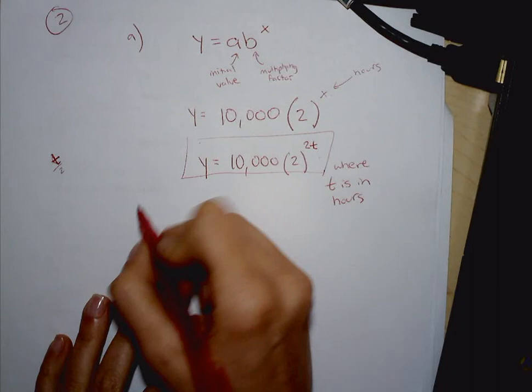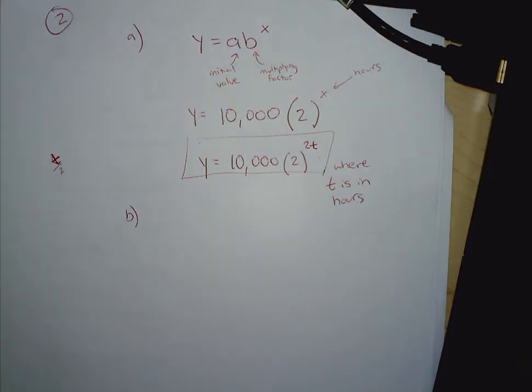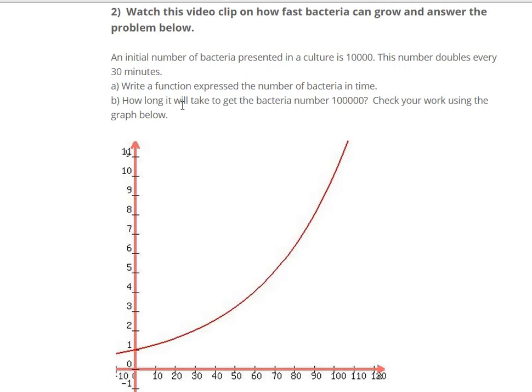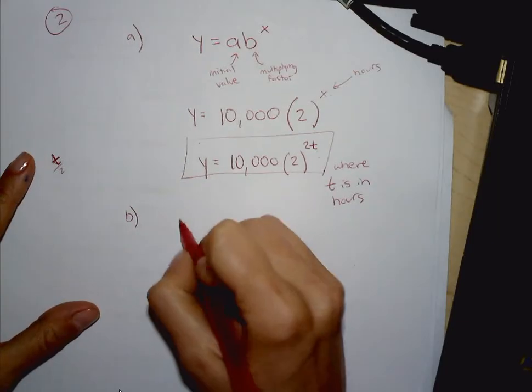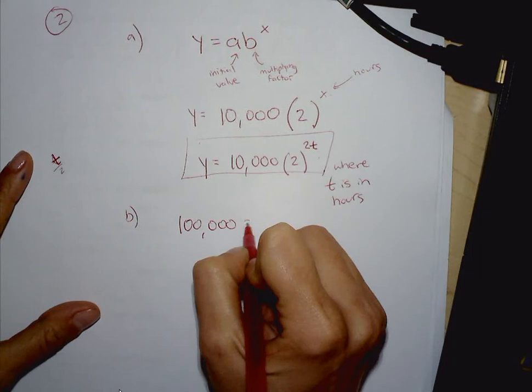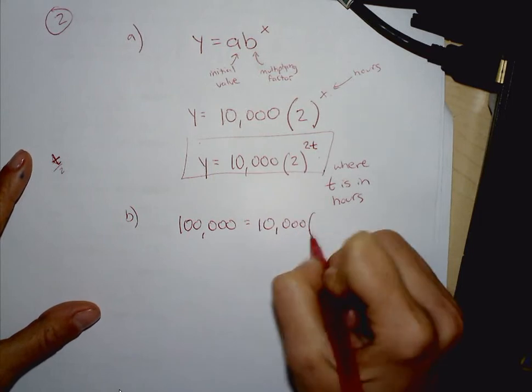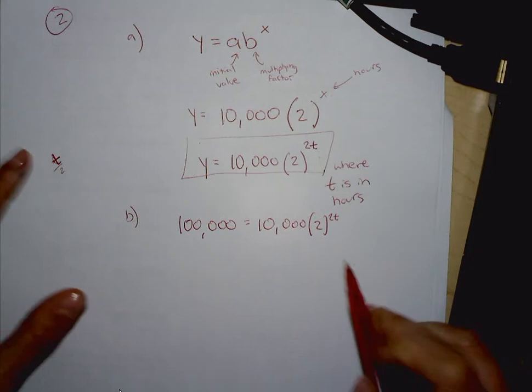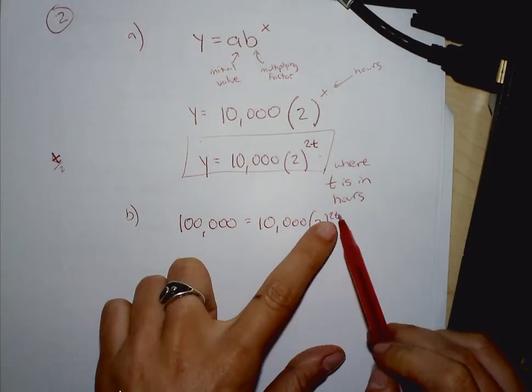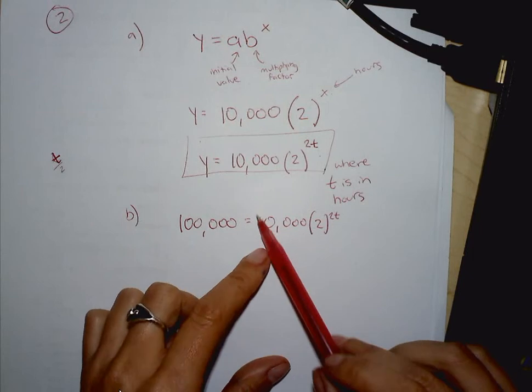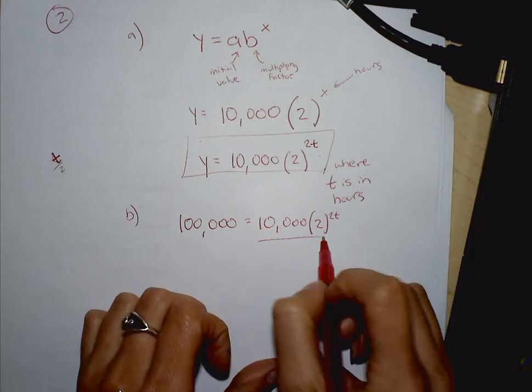Now let's go to part B. How long will it take to get the bacteria number to be this much? Okay, let's see. Let's get my zeros right. 1, 2, 3. 100,000. So I'm solving for t, which is my exponent, and my y value is going to be 100,000. So I'm going to have 100,000 is equal to 10,000 times 2 to the 2t. So I want to isolate my exponent here. So the first thing I'm going to do is get rid of this 10,000. So I'm going to divide by 10,000.